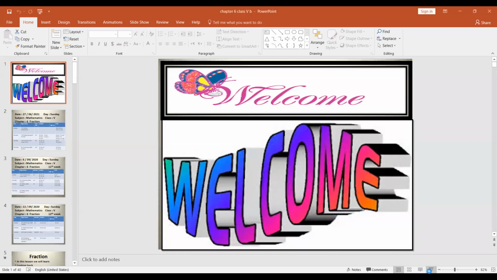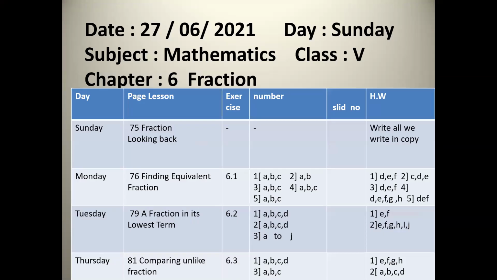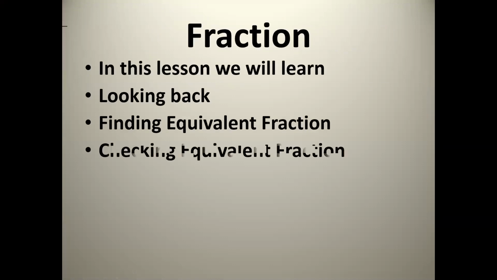Today we will complete our chapter 6, fraction. Today we will take page 76, finding equivalent fraction, exercise 6.1, number 1, 2, 3, 4, and 5. Let's start.